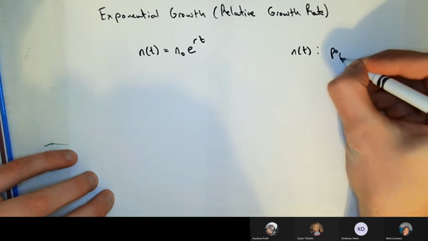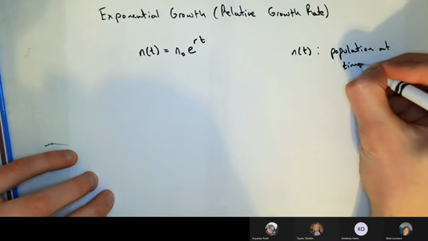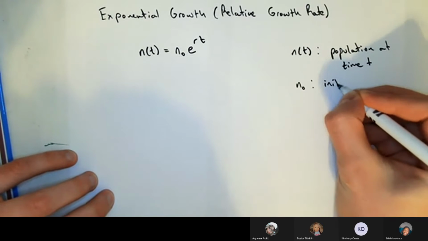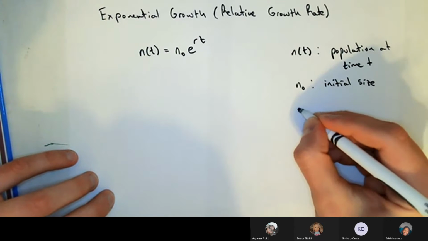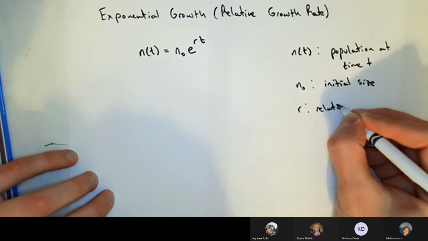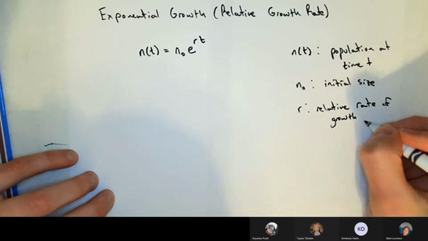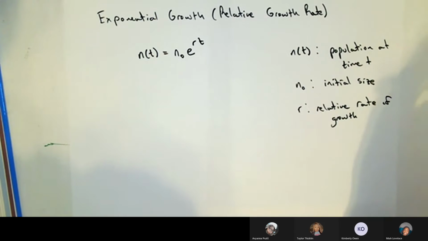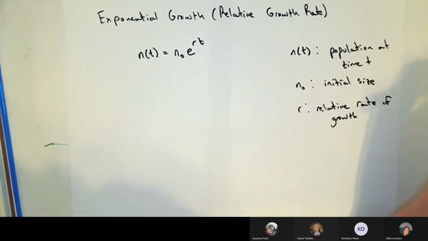N of t is population at time t, just like last time. The initial size is N naught. That's size at time 0. R is interesting. R is the relative rate of growth. Relative means it's going to be some fraction of the current population, or of the given population, some proportion of the given population.